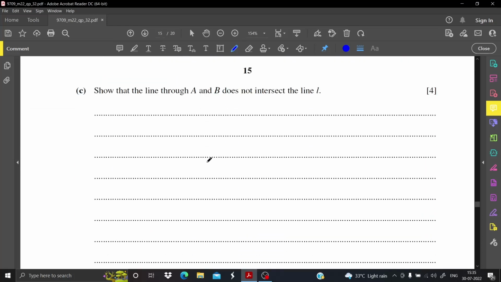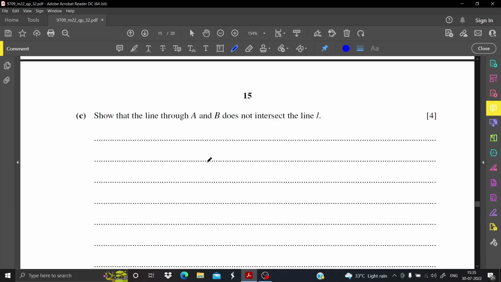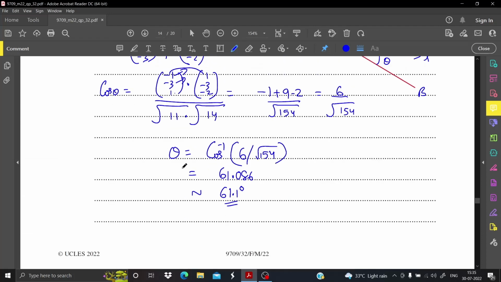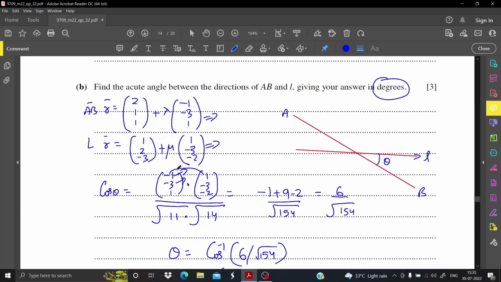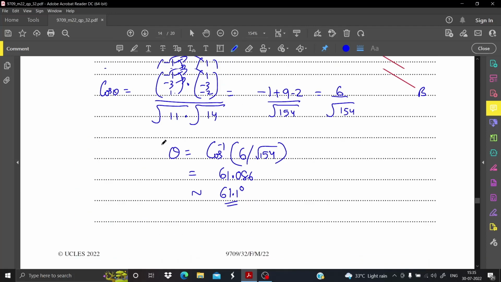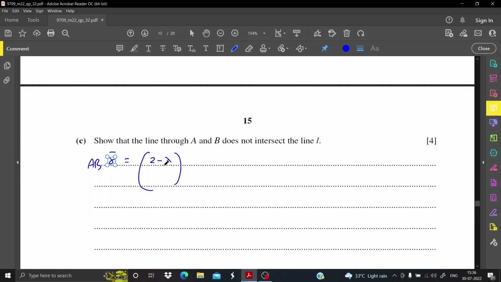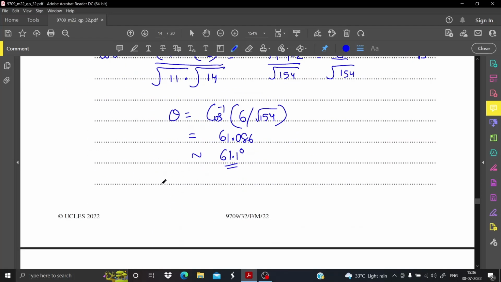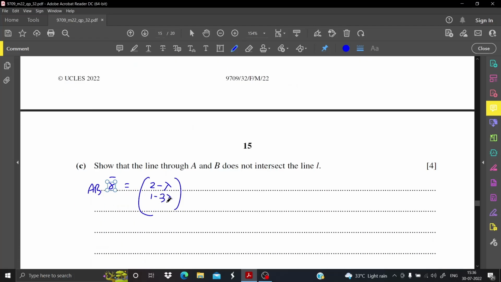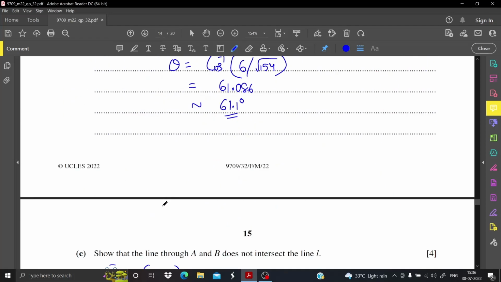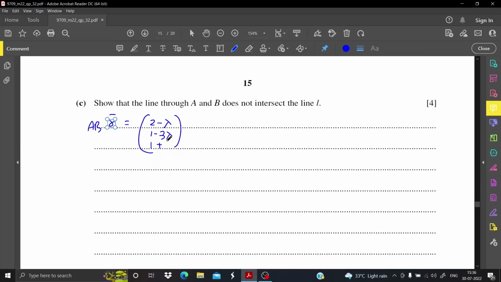And show that the line through A and B doesn't intersect the line L. So here this is the concept of the intersection of two lines. So let's write the two lines, r bar for AB. For AB we got (2 minus lambda, 1 minus 3 lambda, and 1 plus lambda). So please make sure that you don't make many mistakes in the signs when making note of it.